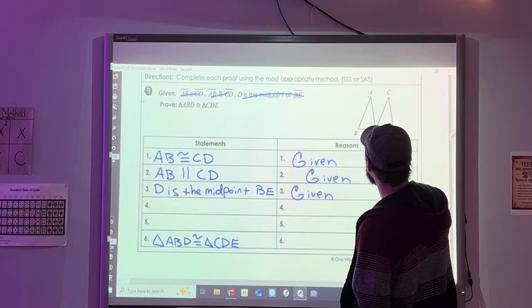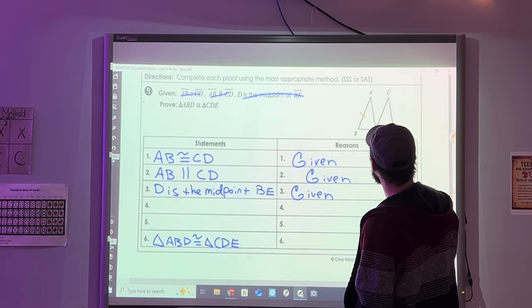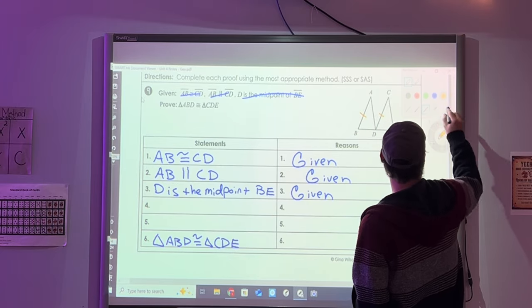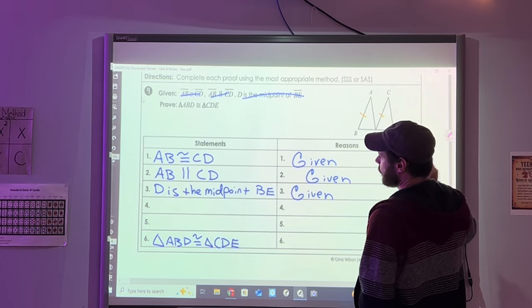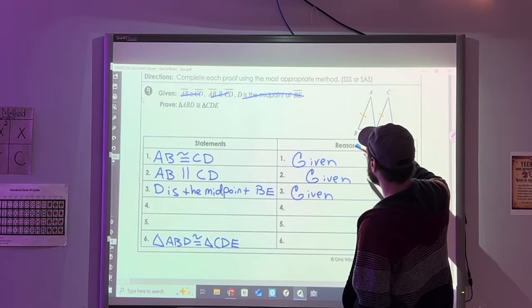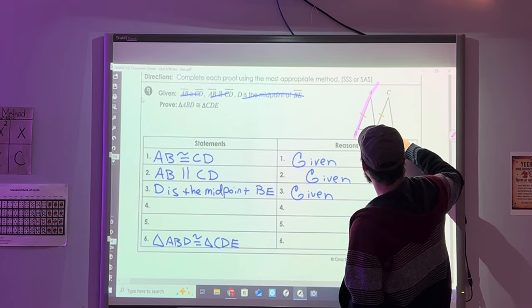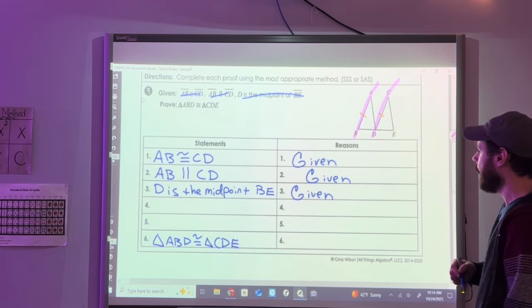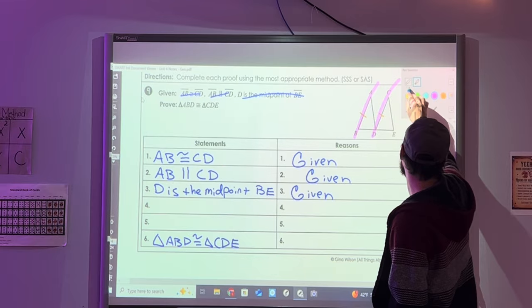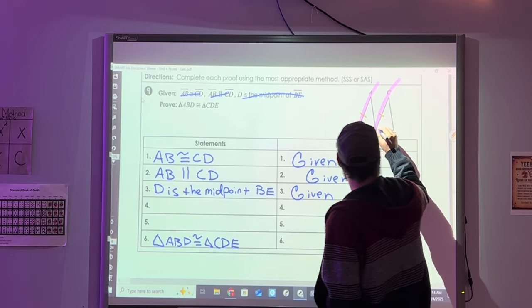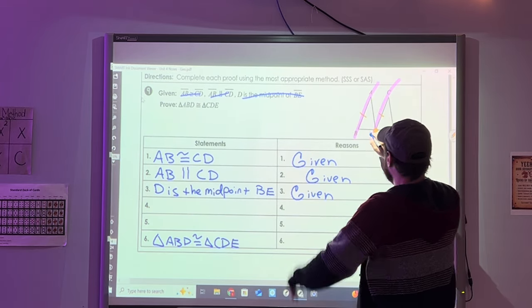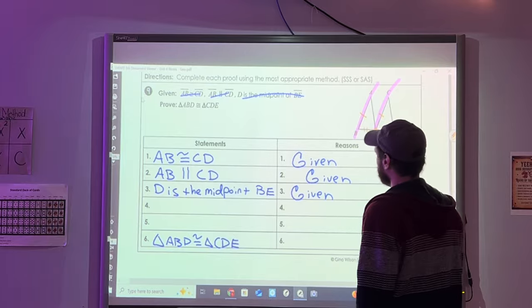It told me AB matched CD. It said AB was parallel. That parallel thing probably means angle relationships. AB is this one, parallel to that one. I didn't cover that super well, but oh well. And then D is the midpoint. Oh, love seeing midpoint. D is the midpoint, so BD matches DE, excellent. This matches that. Love to see it.